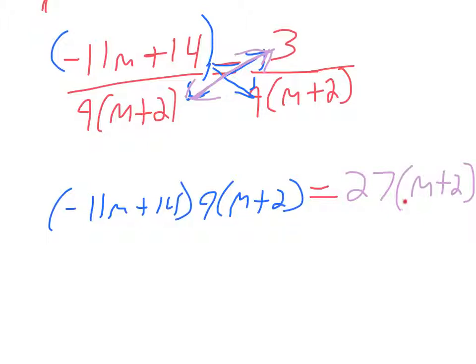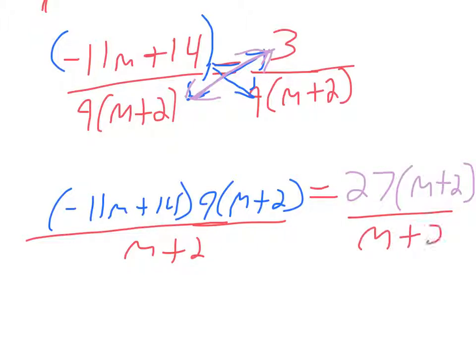But look, we got an m plus 2 here and an m plus 2 here. Why don't we just divide, this is all one term, so I can divide an m plus 2 from it. And what I do to one side, I can keep the equation balanced, so I'm not changing the problem, by dividing it from the other side. And that makes these cancel out and these cancel out. So now we have a lot less to deal with.